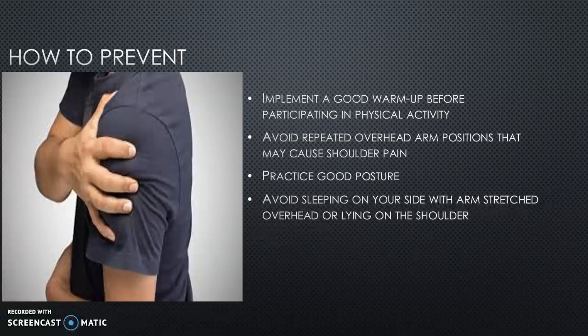The next one is to avoid repeated overhead arm positions that may cause shoulder pain. If you are a baseball player or a softball player, I'm using this as an example, and you're throwing and you're having pain while you're throwing, or maybe it's just at a certain distance, try and bring it down a little bit, take it a little bit easier, or even take some time off if you're able to. I know that during the season it's a little harder to, but if you are able to take some time off, give your arm time to heal, and then you can get back into it with gradual progression.